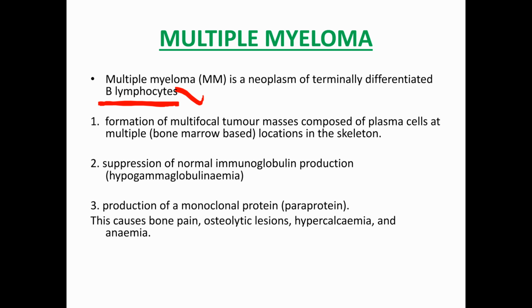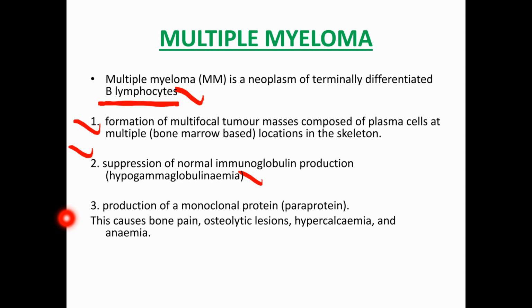It's a collection of plasma cells at multiple sites in the bone marrow. Second, there is a suppression of normal immunoglobulin production. Immunoglobulins means antibodies, and antibodies are derived from plasma cells. In multiple myeloma, the plasma cells are neoplastic, so they function abnormally. The main function of plasma cells is production of immunoglobulin. If the plasma cells are neoplastic, they are not able to produce normal immunoglobulin. So there is a suppression of normal immunoglobulin, that is, normal antibodies in our body.